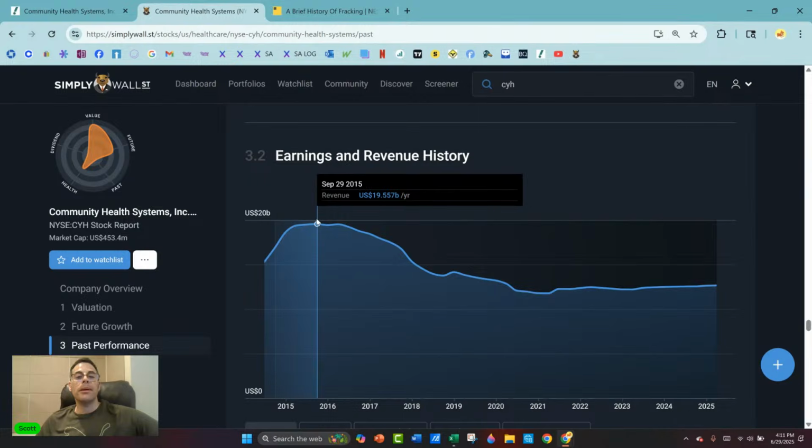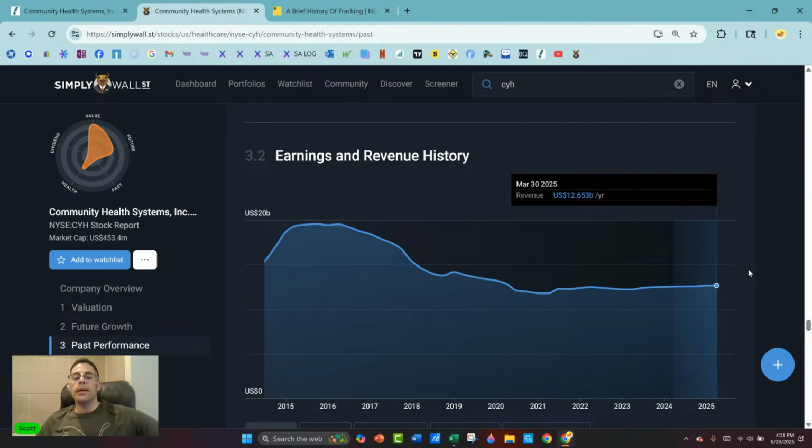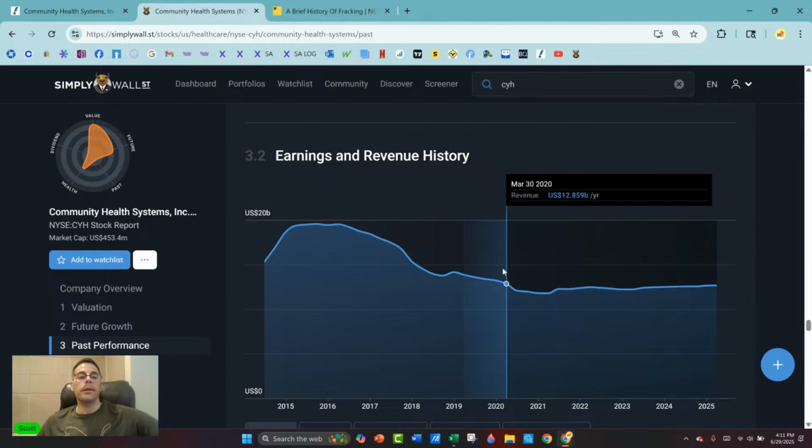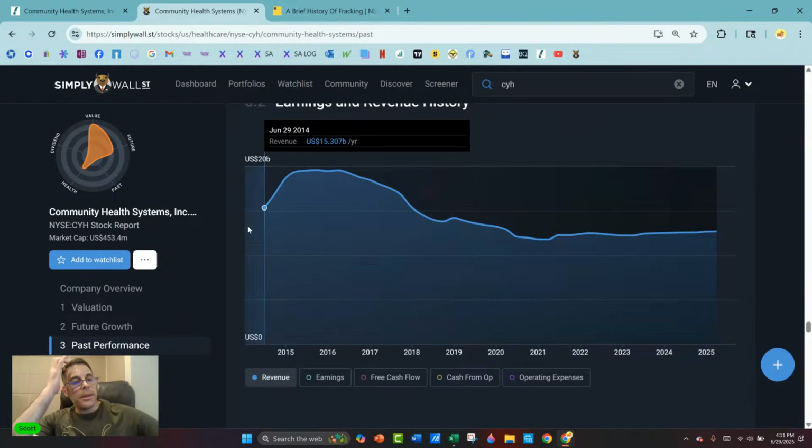You may know why revenue's down. It was 20 billion in 2015, so it's down 40% since 2015. And it's pretty much flat for 5 years. It hasn't grown at all for 5 years. Community Health Systems.